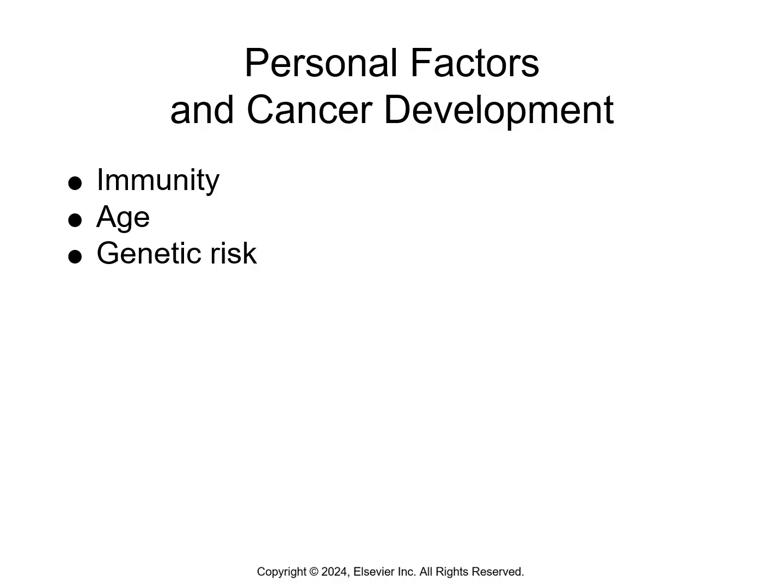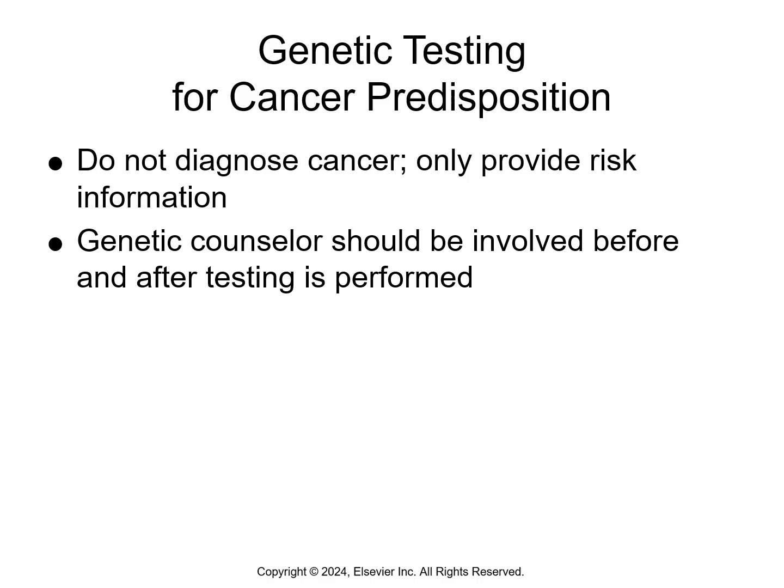So three big personal risks: immune suppression, aging, and genetics. So why age matters? Basically, more lifetime exposure, and your DNA repair gets weaker. As we age, our immune surveillance declines, and that's why cancer rates rise later in life. Genetic testing, an important point is that genetic testing does not diagnose cancer. It identifies risk only. And a genetic counselor should be involved before and after testing is performed.